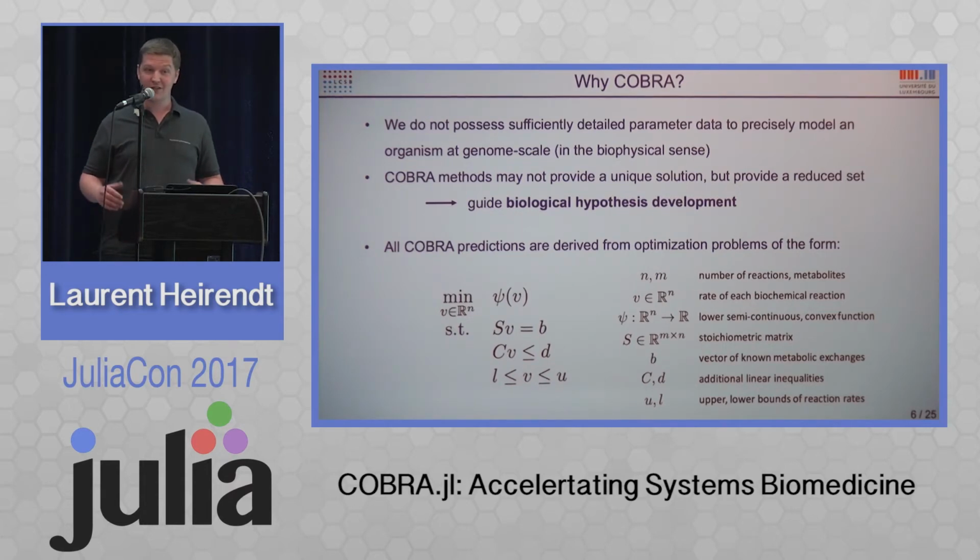So essentially, if you have that large of networks, such as a human body model, for instance, you don't necessarily know what you're looking for, so it's sort of like looking for the needle in the haystack. So what we are using Cobra for is really to guide the biological hypothesis development.